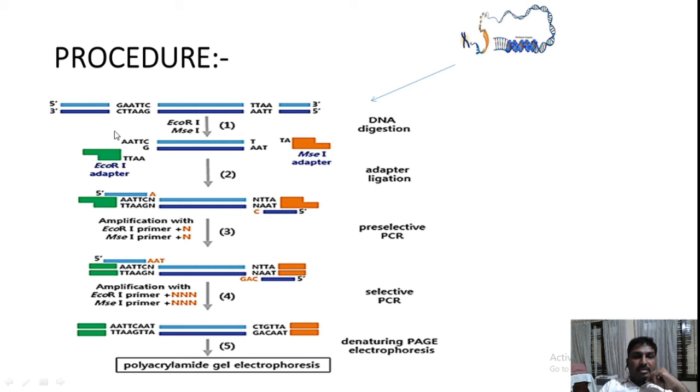Here in this picture, they had used two adapters, two types of adapters. They are EcoRI adapters and MseI adapters. And the next step is that you had added a ligase enzyme onto the reaction tube.